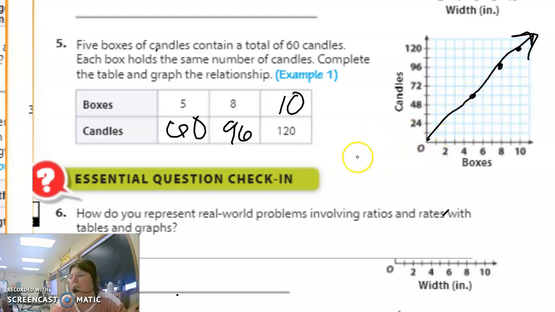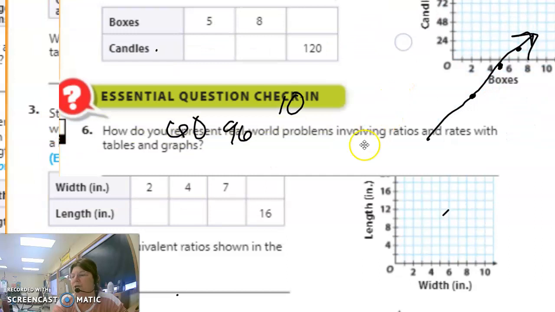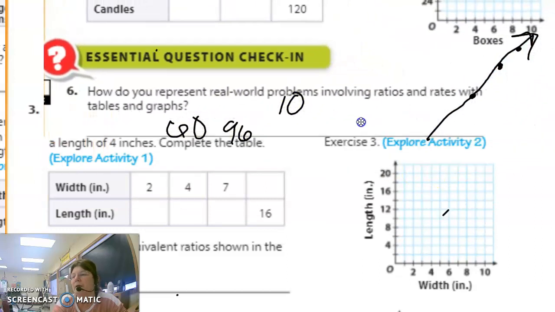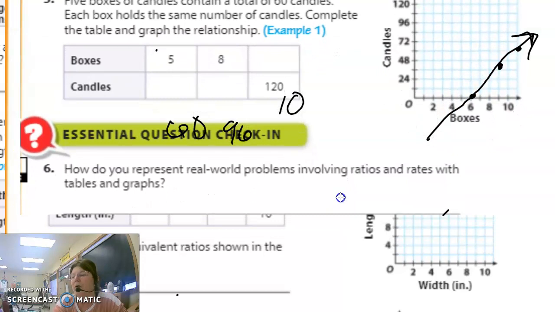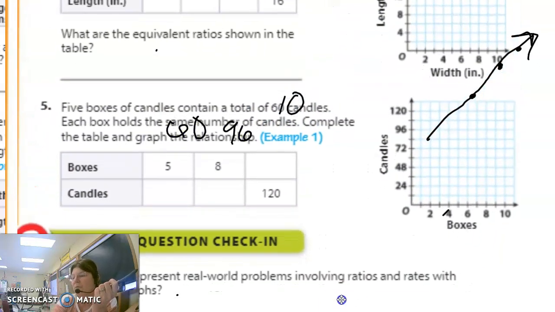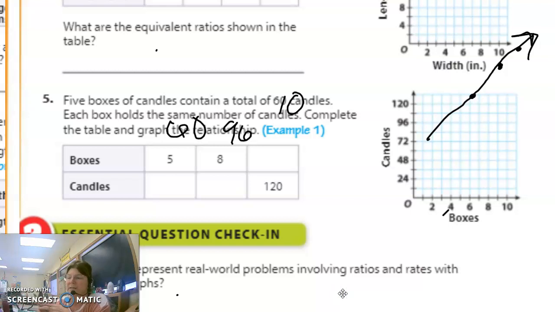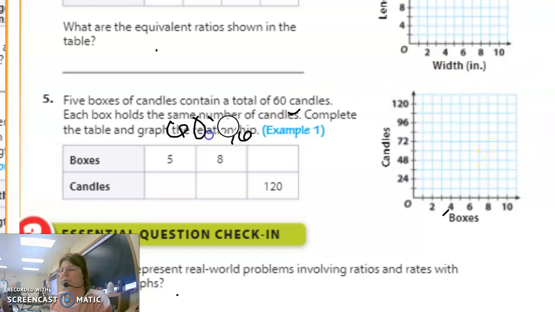Now, your next thing on here is your check-in. Okay? How do you represent real-world problems involving ratios and rates with tables and graphs? What would we do to represent real-world problems involving ratios, rates, tables and graphs? Well, you find your equivalent rates and ratios, and you make a table. That's this right here. You make your table with your numbers.